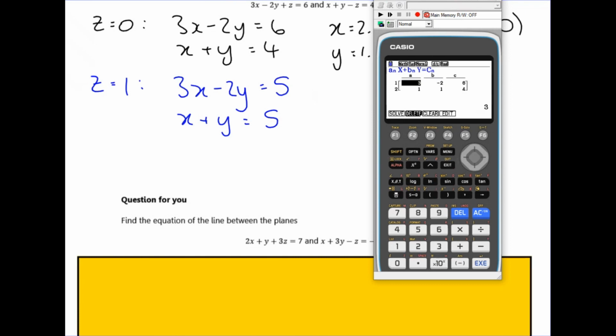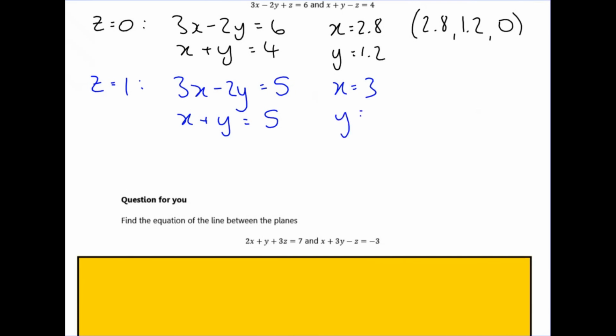Solve these in your calculator again, so just change those numbers at the end. It's a nice number this time. So x is 3 and y is 2. So (3, 2, 1). It's on both of these planes, so it's on the line in between.